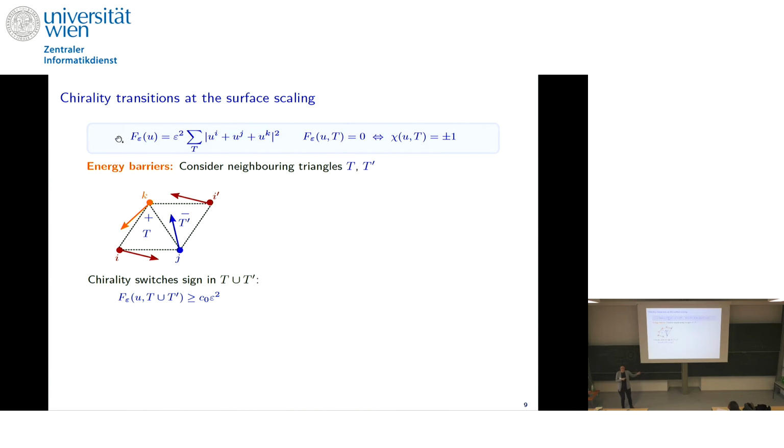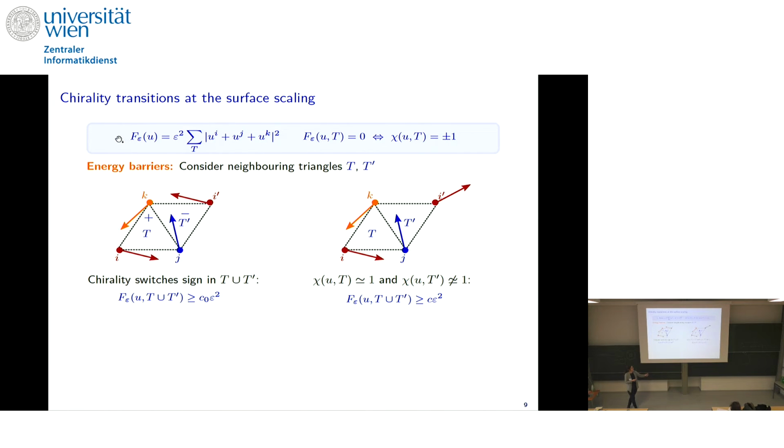Let me just mention for later use that I can also make this argument in some sense in the continuum. If I know that in one triangle I'm close to chirality 1 and in the other I'm not, then I can also bound this energy by a constant times epsilon squared. Of course, now this constant depends on the threshold that I fixed here. Let's say here my chirality is larger than 1 minus eta, and here not, then this constant will depend on eta. But once you fix the threshold, you find a constant. But let's focus for the moment on this energy barrier here.